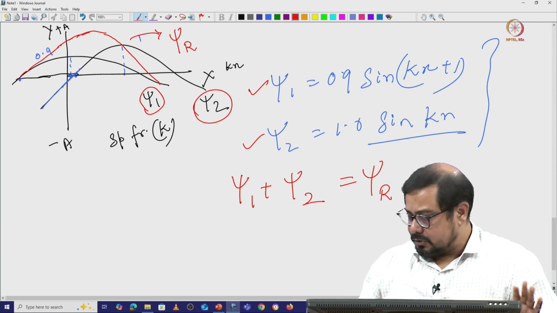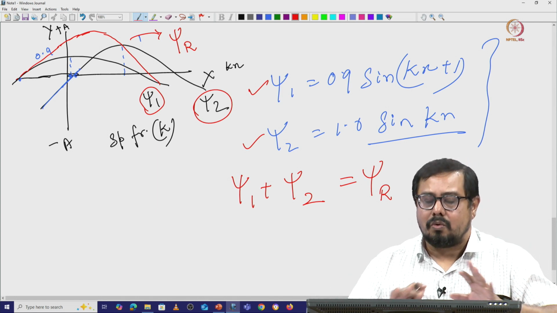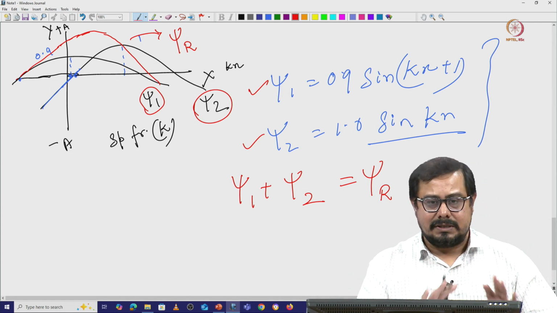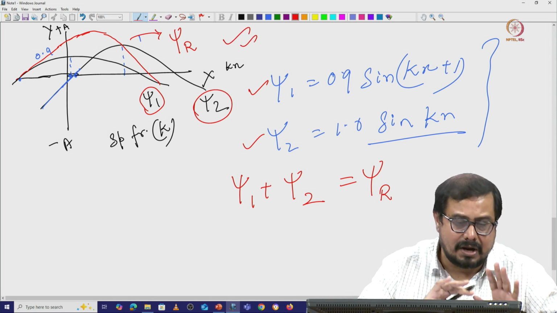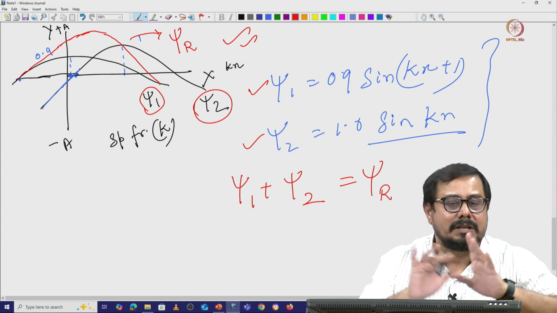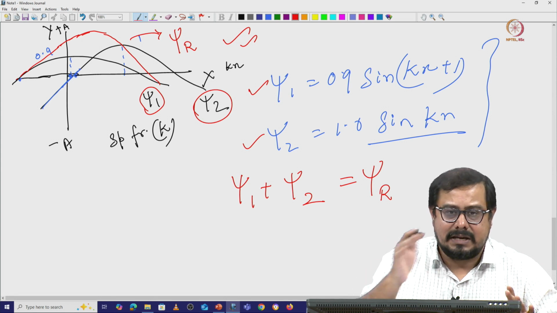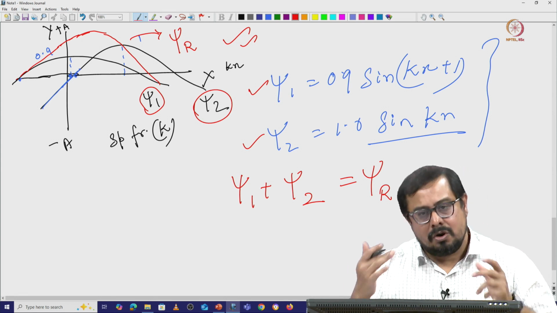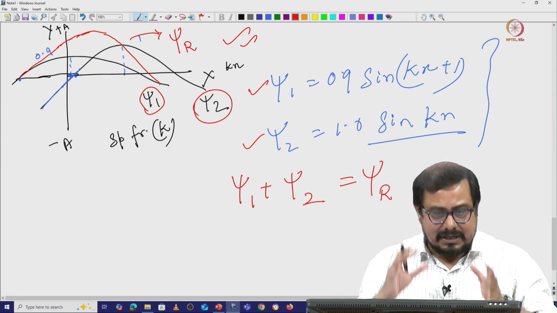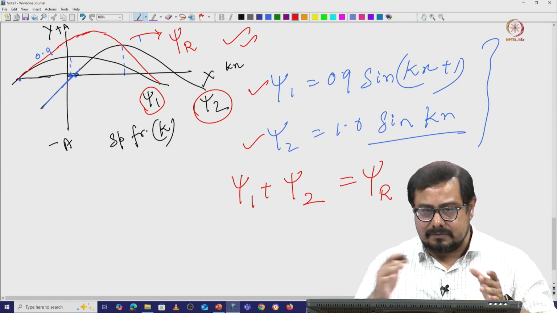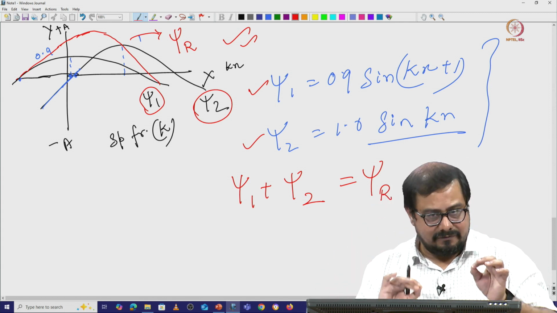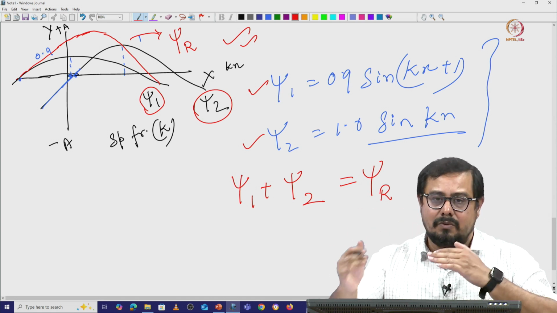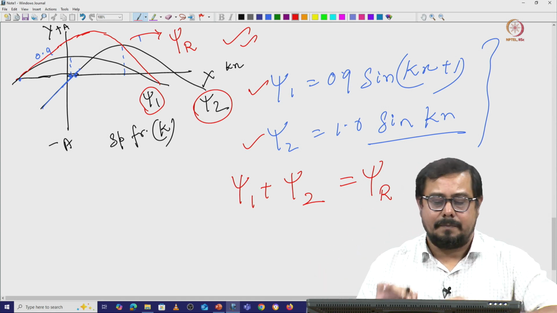Now, as we discussed, we are not going to go into the mathematical details. We will just use this kind of pattern and try to explain how this addition or subtraction is happening, or sometimes we will use a phasor diagram also, because the phasor diagram will help to represent the phase in a proper way, and then we can get the resultant wave.